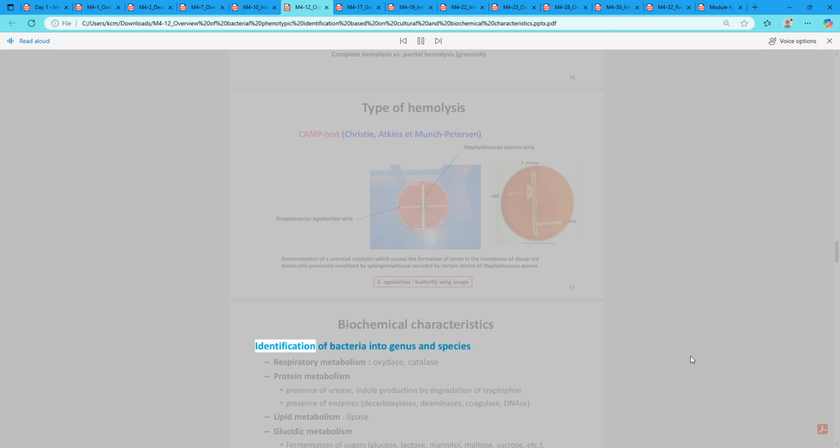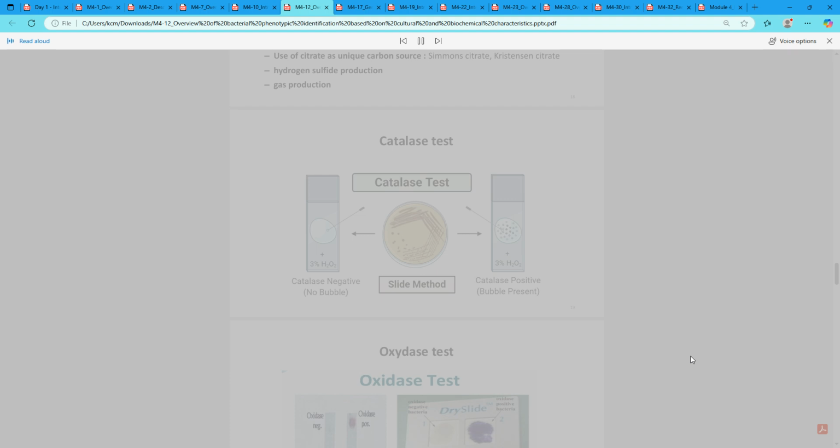Identification of bacteria into genus and species: respiratory metabolism, oxidase, catalase; protein metabolism: presence of urease, indole production by degradation of tryptophan; presence of enzymes: decarboxylases, deaminases, coagulase, DNase; lipid metabolism: lipase; glucidic metabolism: fermentation of sugars, glucose, lactose, mannitol, maltose, sucrose, etc.; use of citrate as unique carbon source, Simmons citrate, Christensen citrate; hydrogen sulfide production; gas production.